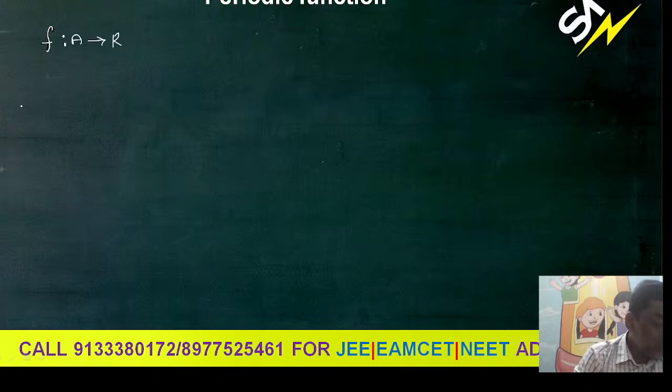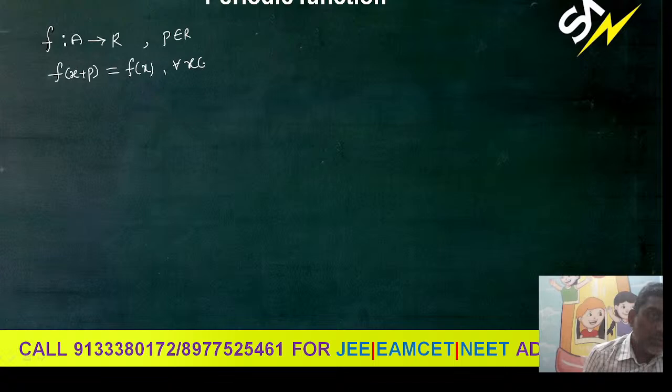A function f from A to R is said to be a periodic function if there exists a real number p belongs to R, a constant p, such that f of x plus p is equal to f of x, for all x belongs to A, where A is the domain.